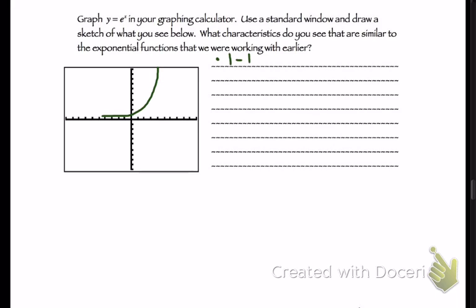Okay, some things I notice. Well, first of all, e to the x is also 1 to 1. It passes the vertical and the horizontal line test. I also notice that the domain is the same, negative infinity to infinity. I also notice that the range is the same. It's 0 to infinity. That must mean that I know there's a y-intercept at 0, 1. I know there's an asymptote at y equals 0.